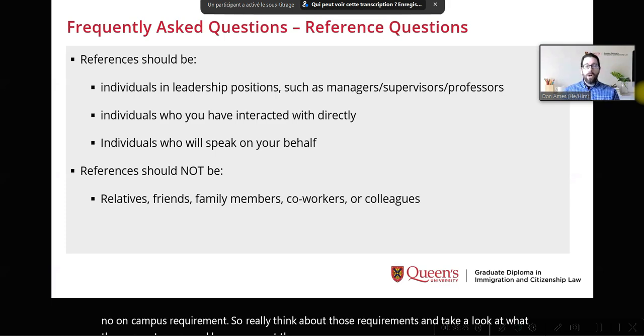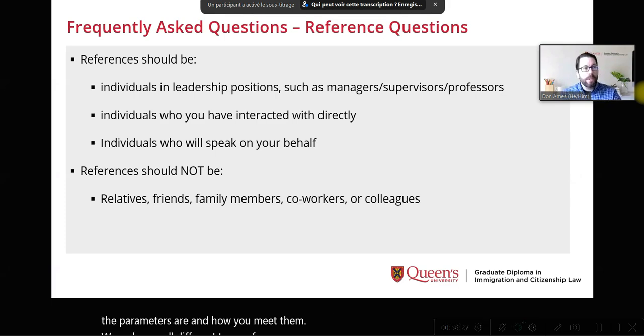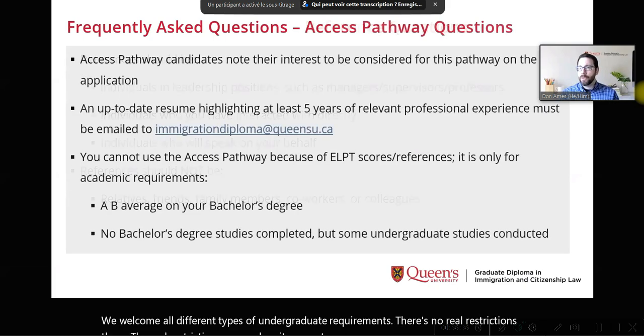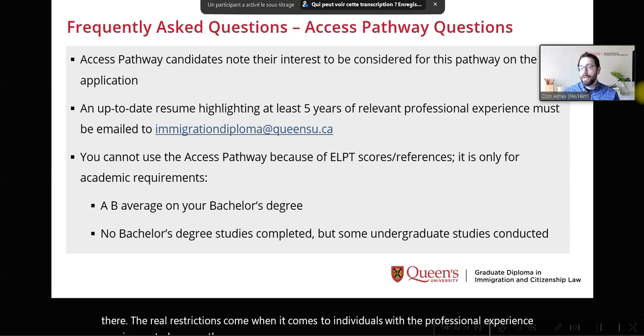We welcome all different types of undergraduate requirements. There's no real restrictions there. The real restrictions come when it comes to individuals with the professional experience requirements, because then that is relevant professional experience. Immigration and citizenship work, law work, primarily is what we're looking at.